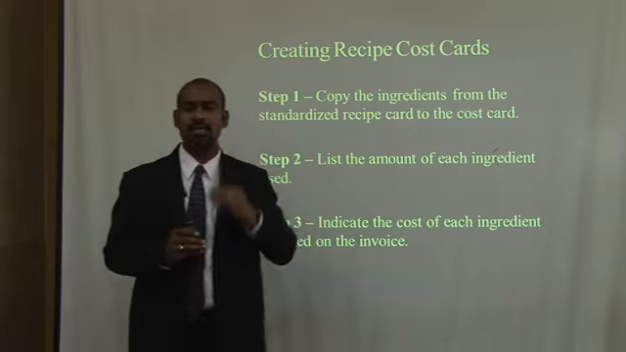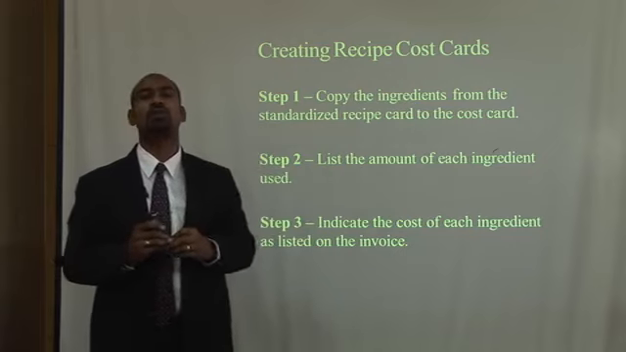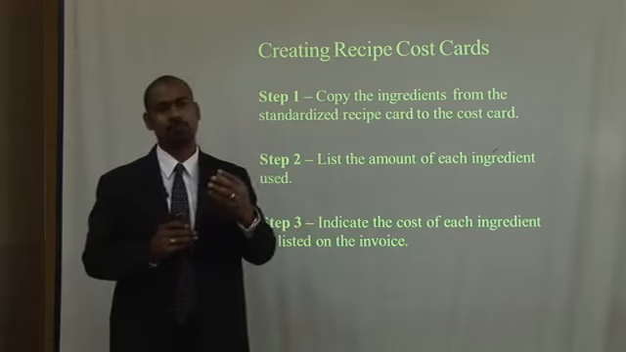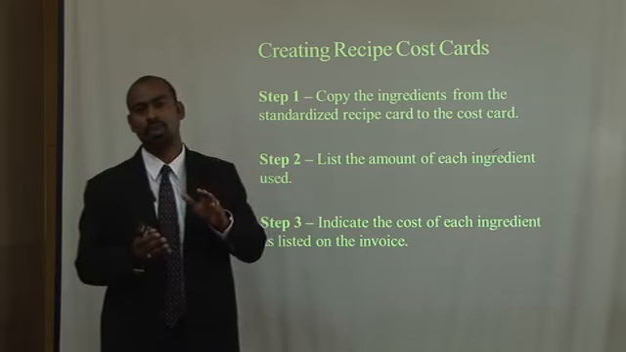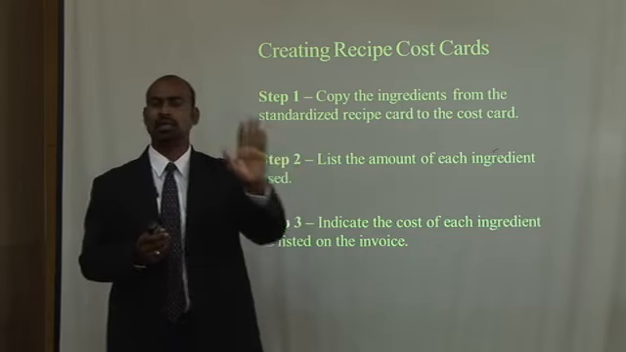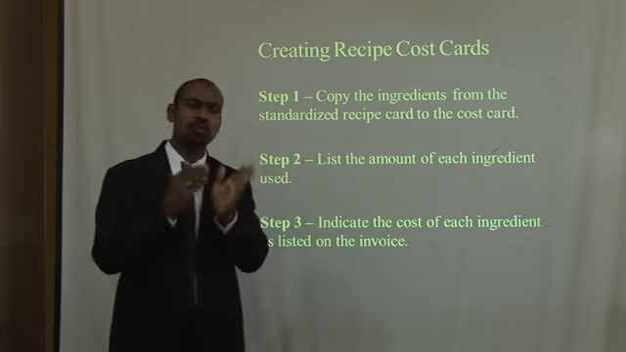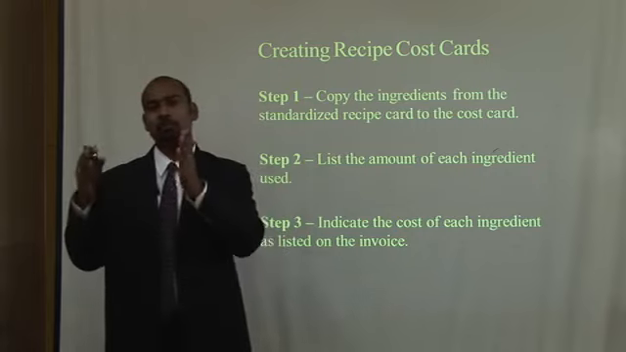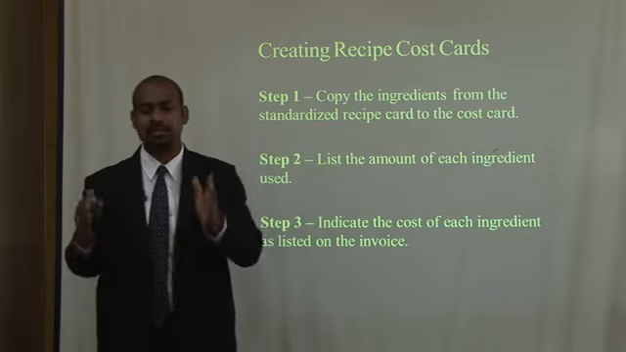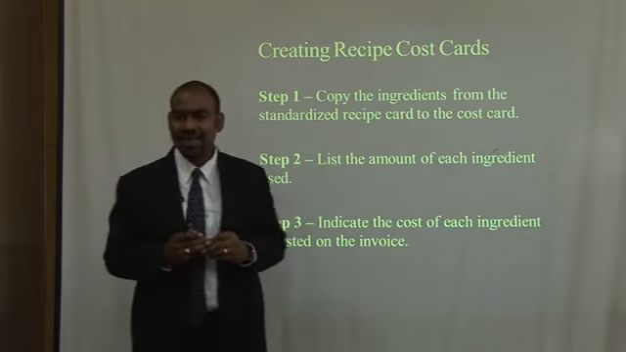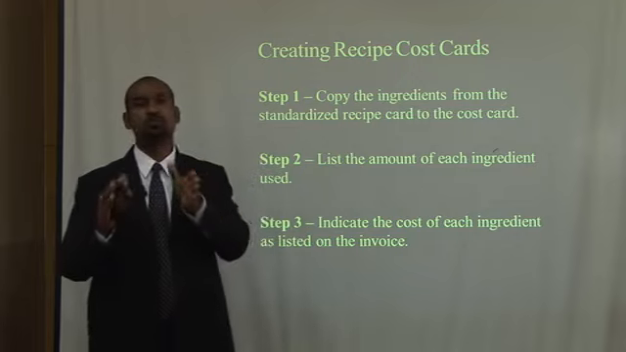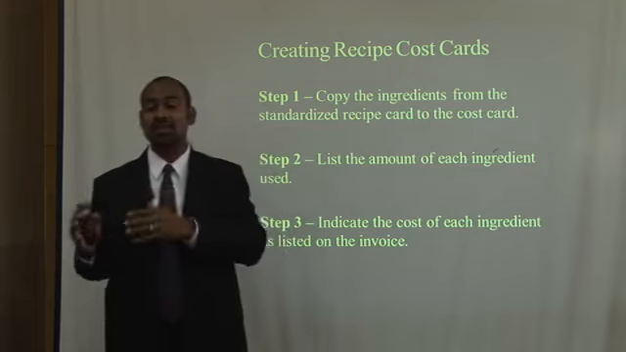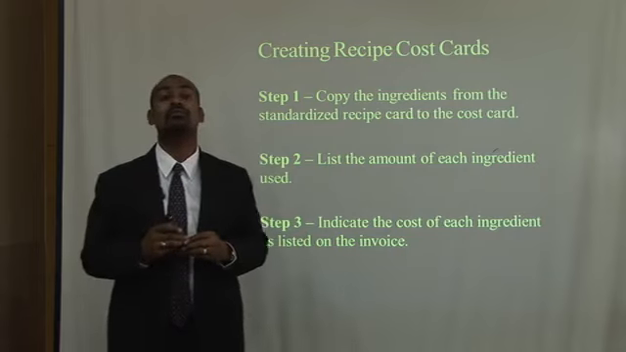Copy the ingredients from the standardized recipe card, the cost card. What is the food recipe? For example, any product if you want to make it, there would be ingredients. How much of the ingredients to use to develop that product, that is known as a recipe. Step 2, list the amount of each ingredient used, which we have spoken. Step 3, indicate the cost of each ingredient as listed in the invoice.